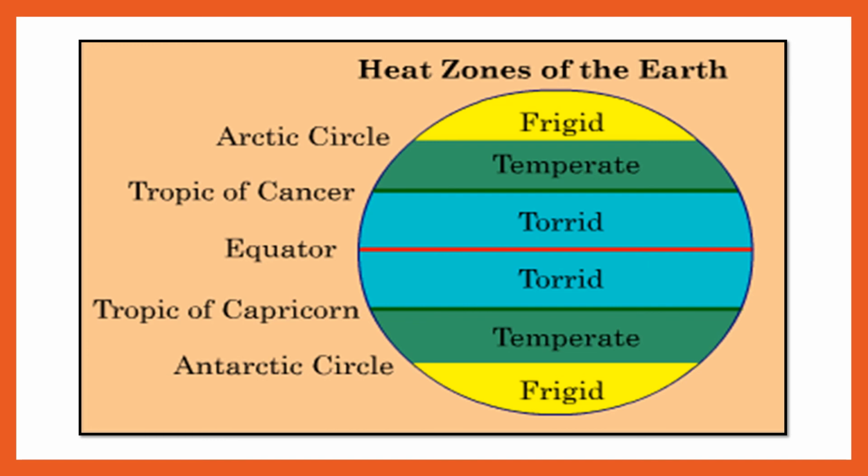Temperate zone lies between the Tropic of Cancer and Arctic Circle in the north and the Tropic of Capricorn and Antarctic Circle in the south. These are two zones of moderate temperature called temperate zone. The area that lies to the north of the Arctic Circle and to the south of Antarctic Circle is called the frigid zone. The sun never rises much above the horizon here, and these areas are thus frozen for most of the year.